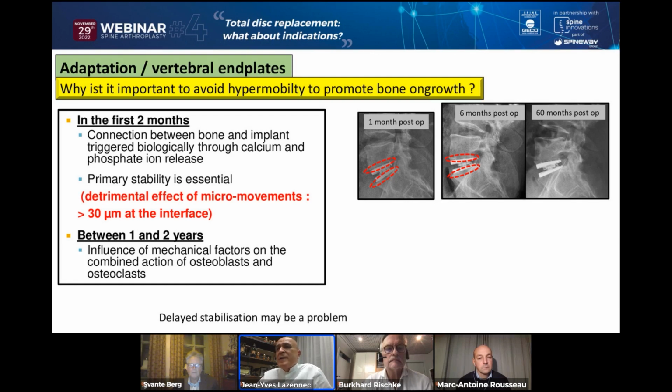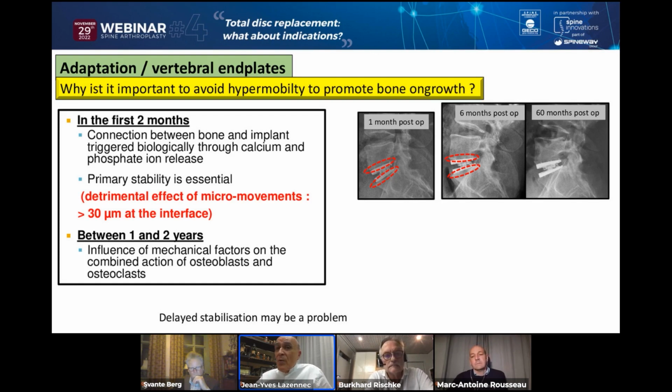Look at this case, for example, a case of mine, 1 month post-op. You see a radiolucent line. I probably did not do a perfect preparation of the end plate. At 6 months, I was a little bit anxious, so I asked the patient to wear a small soft brace to limit the mobility. And after 5 years, it was perfectly integrated. So if you have a radiolucent line at the beginning, you must be careful. I am careful, and it is not a failure of the procedure. We must wait because it is biology.